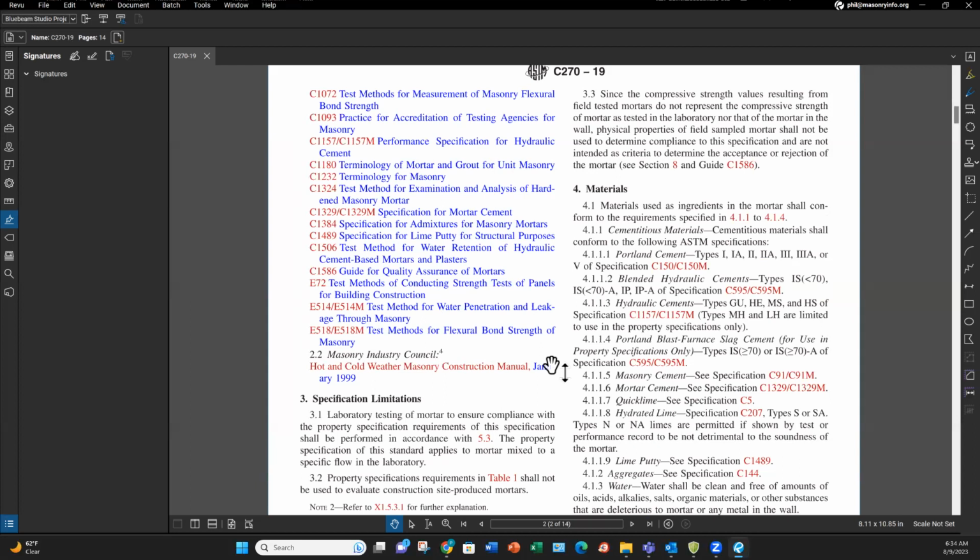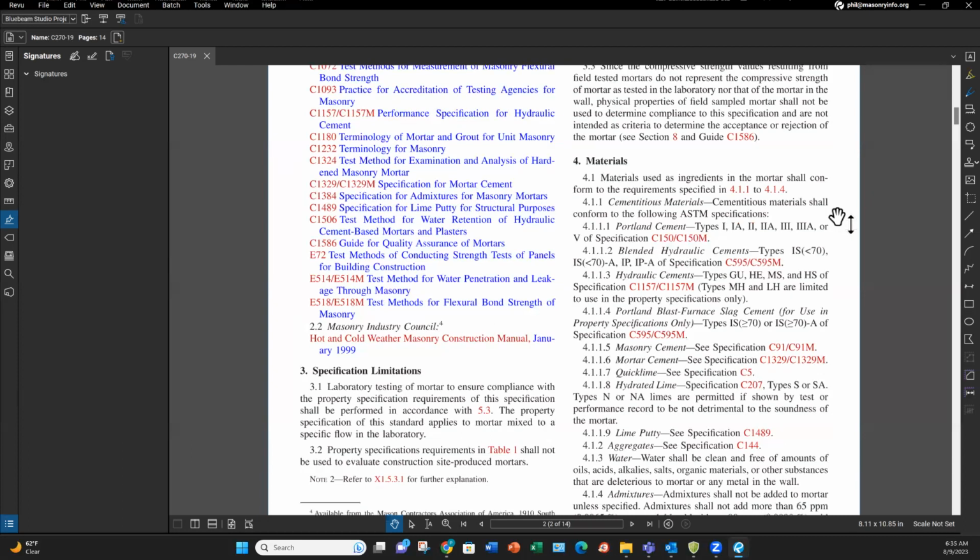This ASTM does talk about that in section 3.3. It says, since compressive strength values resulting from field tested mortars do not represent the compressive strength of mortar as tested in the laboratory, nor that of the mortar in the wall, physical properties of a field sampled mortar shall not be used to determine compliance with the specification and are not intended as criteria to determine the acceptance or rejection of mortar.